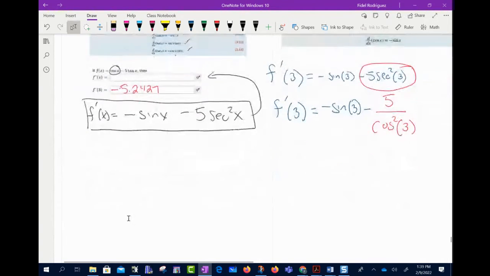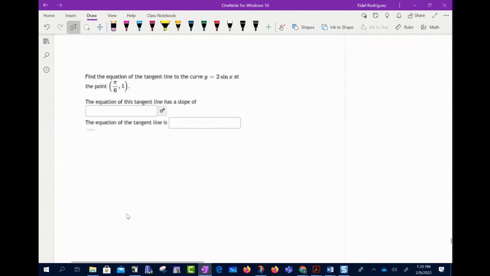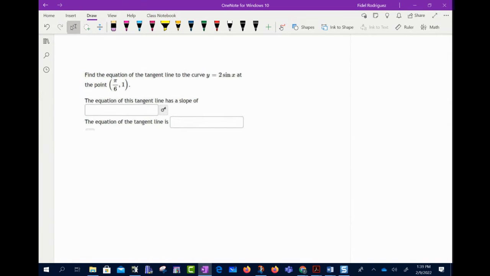All right. Let's try another one similar. Find the equation of the tangent line to the curve y equals 2 sine x at the point pi over 6 and 1. Okay, so let's see if we can do this. Remember, y'all, if we're looking for the equation of the tangent line, the first thing we need to do is find the derivative, right? So we're going to take the derivative of 2 sine x.